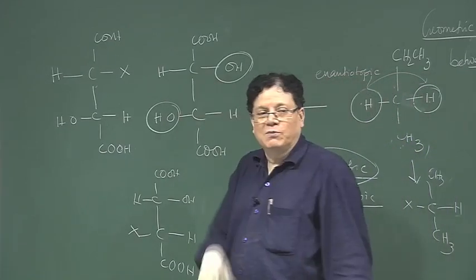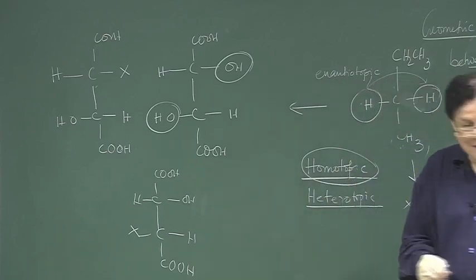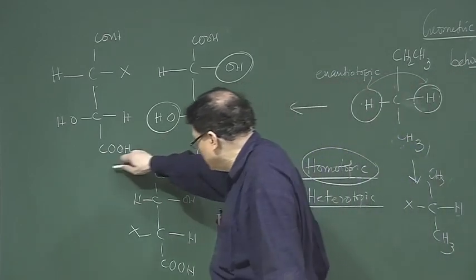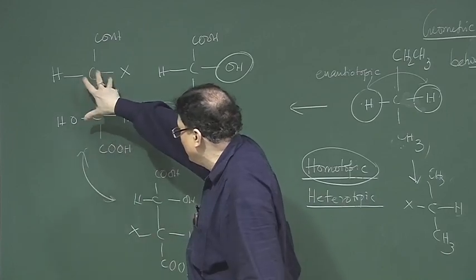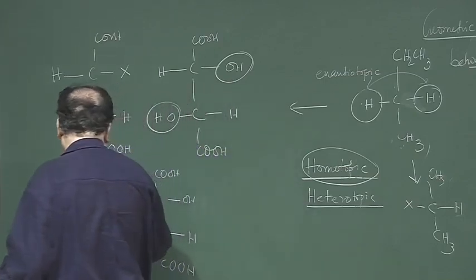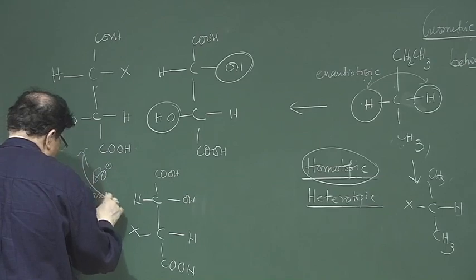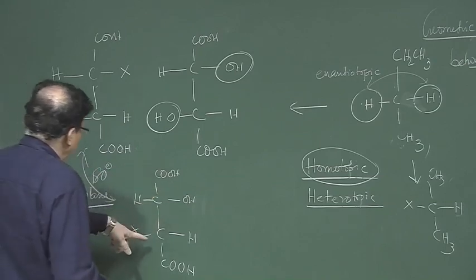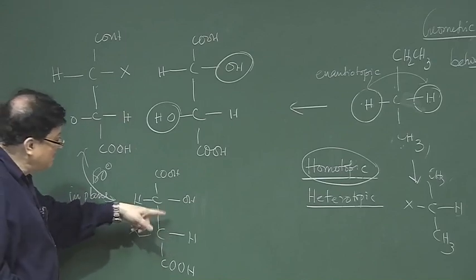You know that a Fischer projection formula can be rotated in plane by 180 degrees. That is allowed. So, to know the relationship between this and that, what do you do? You rotate this by 180 degrees in plane. If you do that 180 degree in-plane rotation, you see this is going to that one, or that is coming to this one. That means they are the same.